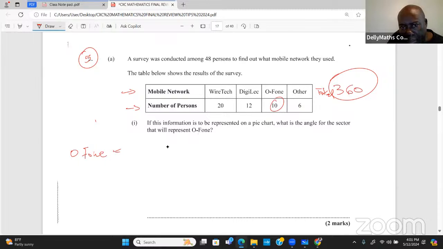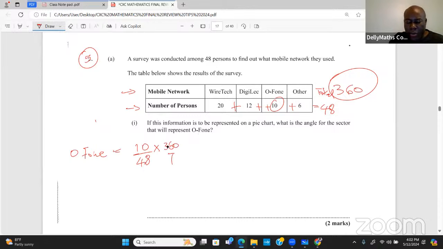So you want to add up these, so that you could have a total in terms of how many persons you're dealing with. So it's 20 plus 12 plus 10 plus 6. And that looks like I'm getting a total of 48. So I'm dealing with 48. So if I'm going to represent O4, it is 10 out of the 48. And then I need the degree for it. It's going to be times 360.